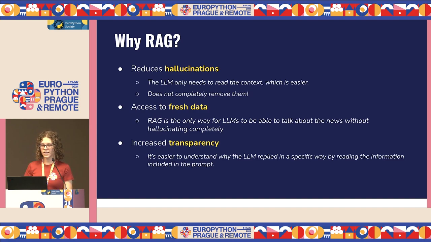And last but not least, RAG can be seen as a way to increase the transparency of how LLMs respond to users. Because when the LLM responds in a specific way that maybe is not the way you expected, it's easier to go see why the LLM replied that way by checking what the prompt contained. If the prompt contained a source that seems to contradict the reply you were expecting, then you know that it was the retriever that found something that made the LLM reply this way. Of course, again, this is subject to mistakes, but it normally helps a lot in understanding what's going on in the LLM and why it replied that way.